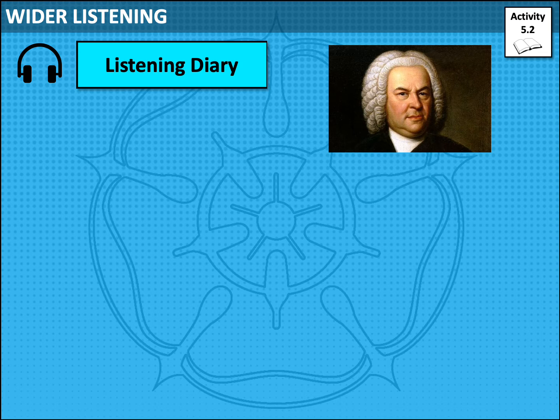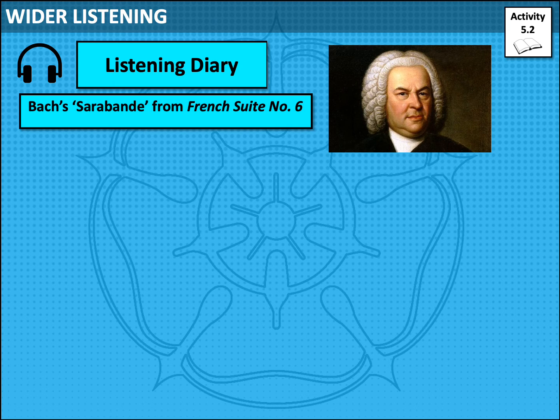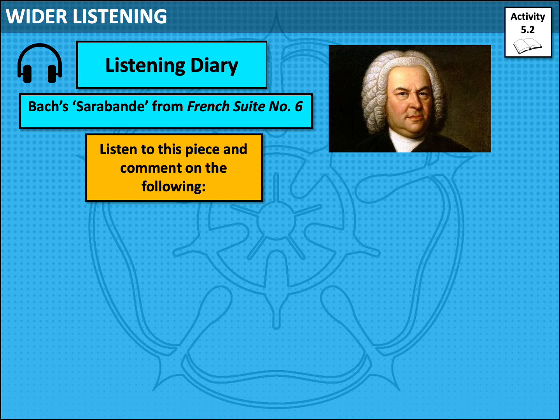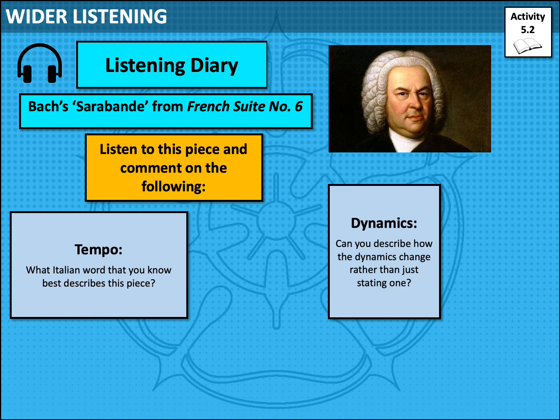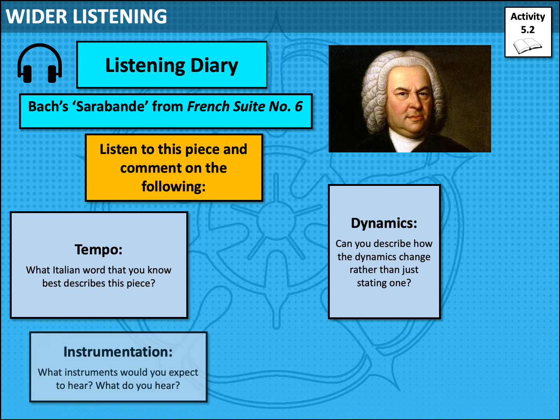For today's listening exercise, I would like you to listen to Bach's Sarabande from French Suite No. 6. When you're listening to it, I would like you to think about the following and take notes in your booklets. The tempo. Can you describe it using Italian terminology? The dynamics. Can you describe how they change rather than just stating a dynamic? The instrumentation. What instruments would you generally expect to hear in a piece of Bach's music? And what do you hear in this piece?